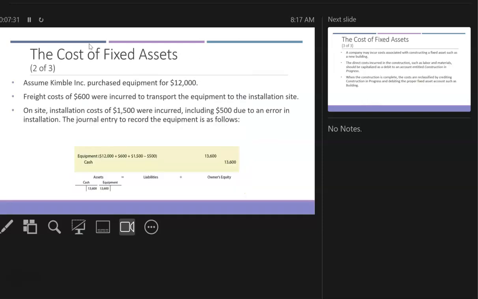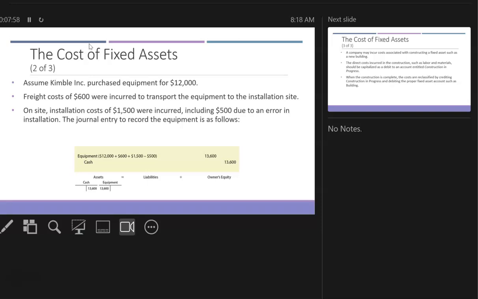So assume Kimball Inc. purchased equipment for $12,000. Freight costs of $600 were incurred to transport the equipment to the installation site. On site, installation costs of $1,500 were incurred, including $500 due to an error in installation.